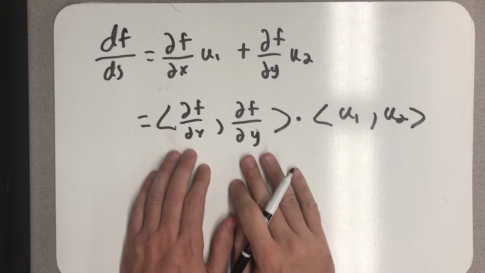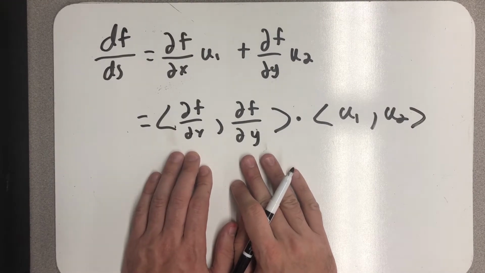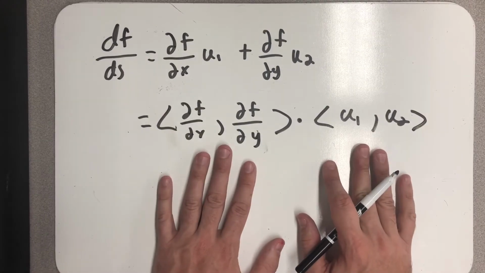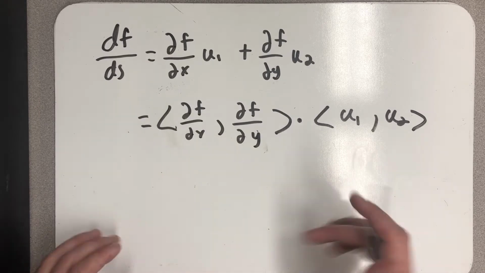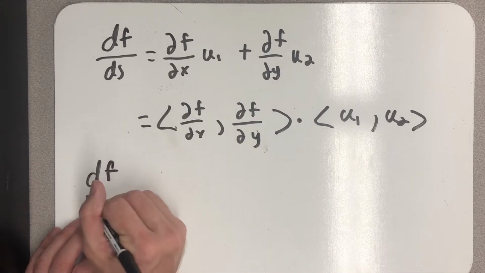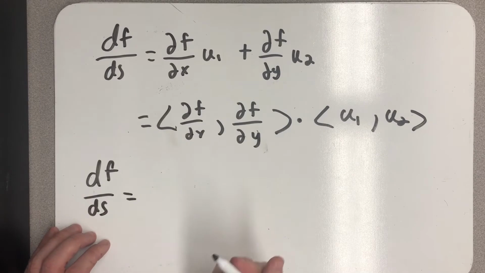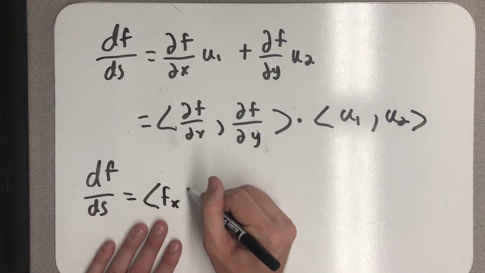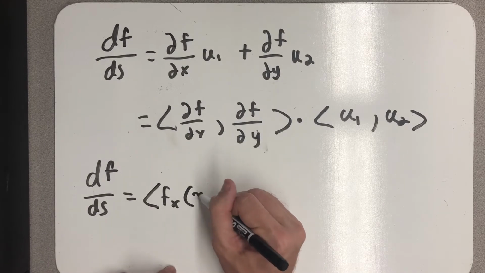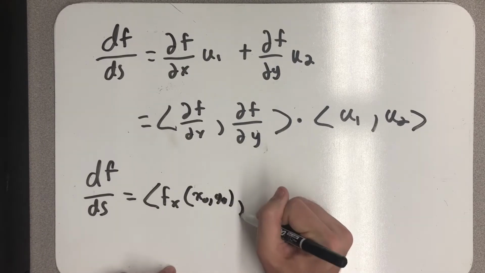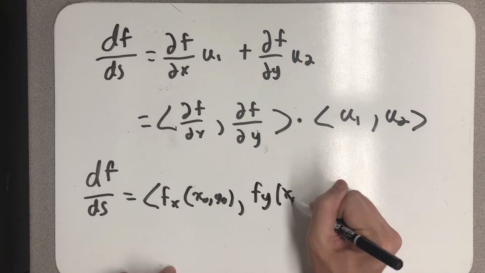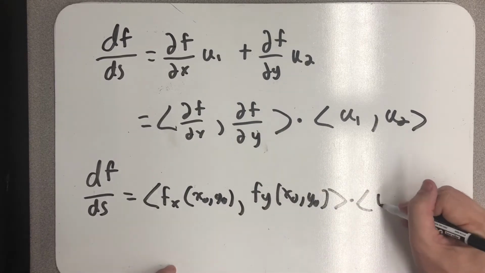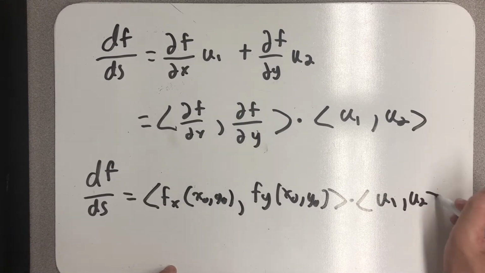Well, partial derivatives are usually pretty easy to calculate. I'm given this vector. This is a much nicer calculation formula. So if I was to write out all the details, df ds is also equal to my partial with respect to x evaluated at the point p naught, my partial with respect to y evaluated at that point p naught, dot u1, u2.